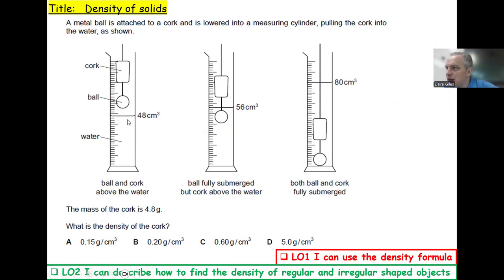So what's the density of the cork? Initially we had 48. We then put the ball in, which took it up to 56. And then the cork went in, so it went from 56 to 80 centimeters cubed. That is a rise of 80 minus 56, which is 24 centimeters cubed. Density is mass over volume, so 4.8 divided by 24 gives me 0.2 grams per centimeter cubed. So the answer for that one is B.